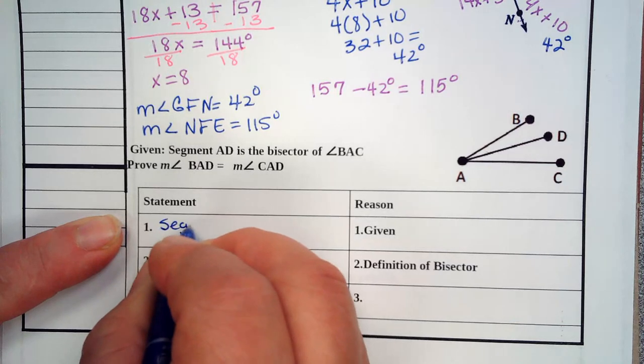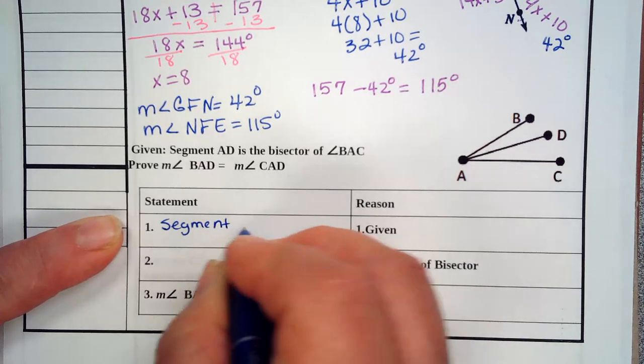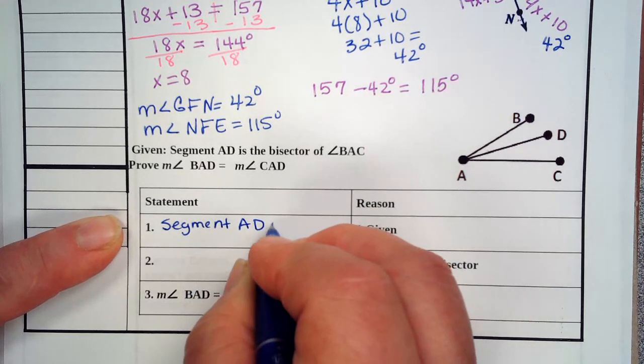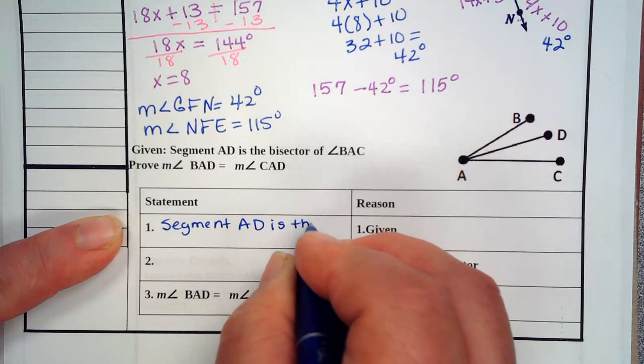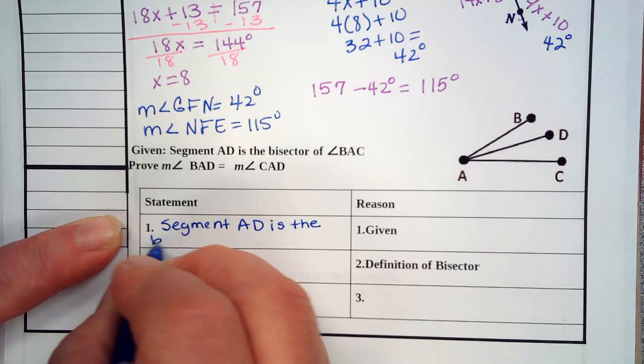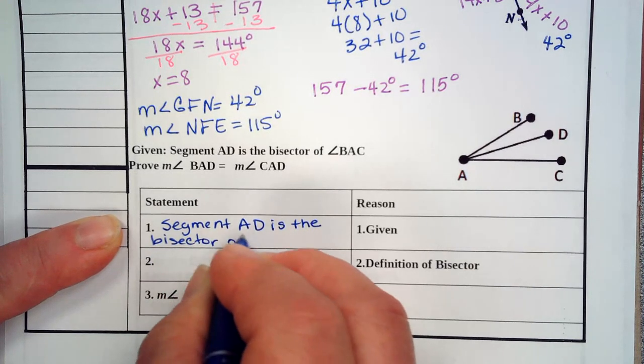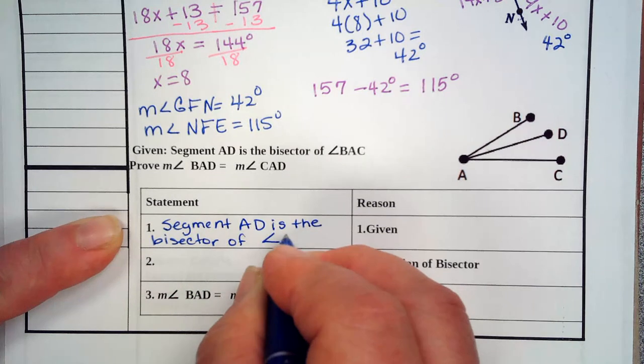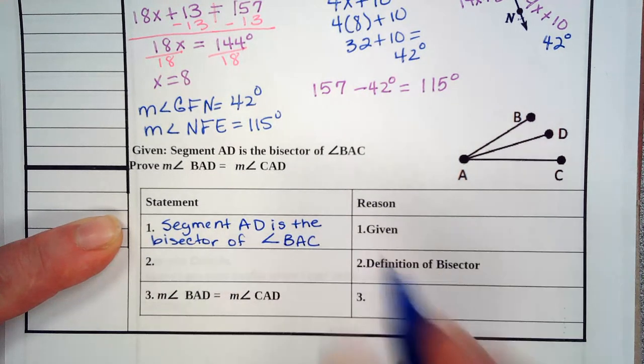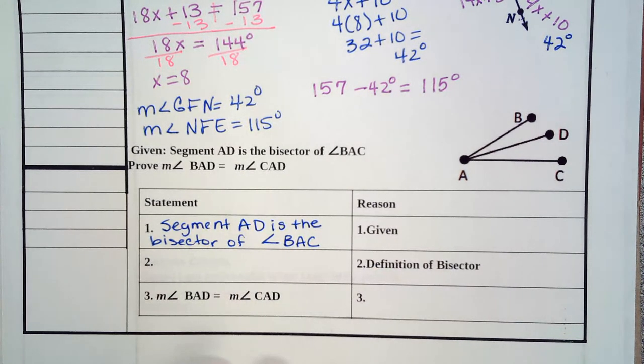Segment AD is the bisector of angle BAC. We want to prove that BAD is congruent to BAC or CAD. What does a bisector mean?